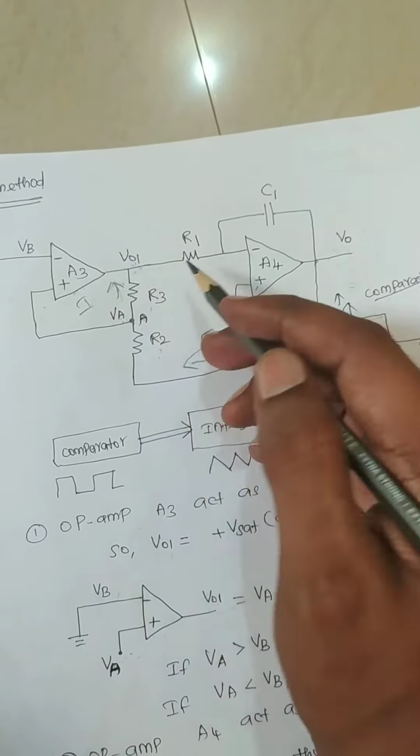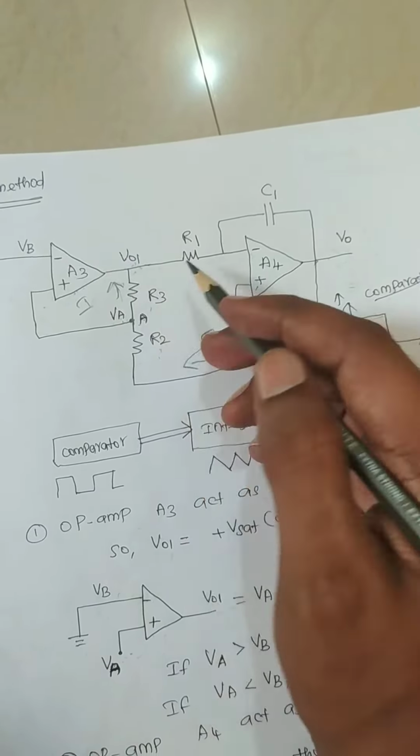And op-amp A2 acts as an integrator. So we know the integrator equation: V0 equals minus 1 by R1 C1 times the integration from 0 to T of Vi(t) dt. In this circuit, what is the input of the integrator? V01 is the input of the integrator, so Vi is considered as V01. Also in this circuit we use R1 and C1 only, so the same formula: minus 1 by R1 C1 times the integration from 0 to T of V01 dt.